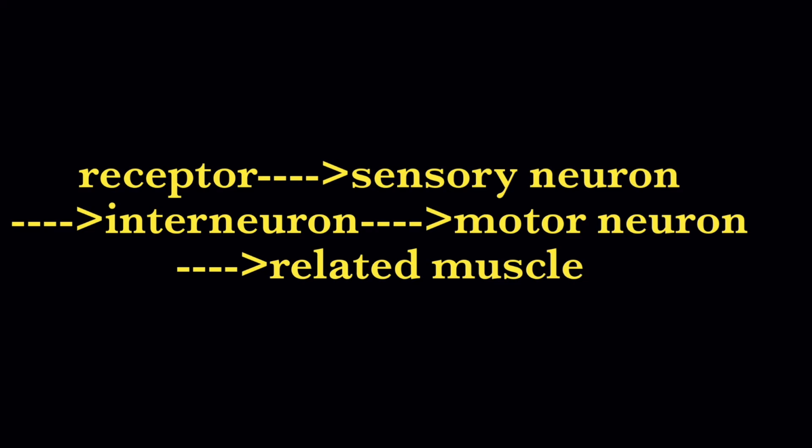Then the impulse travels through the interneuron which connects the sensory neuron and motor neuron. The interneuron generates a quick response according to the sensory impulse. Then the motor impulses travel through the motor neuron and finally reach the related muscles, here the muscles of our hand. The following animation will help you to understand reflex action better.